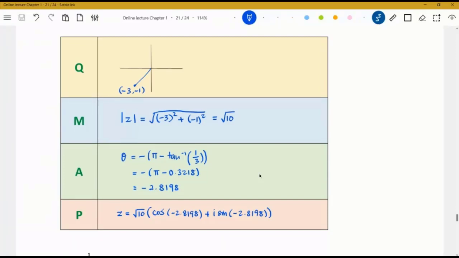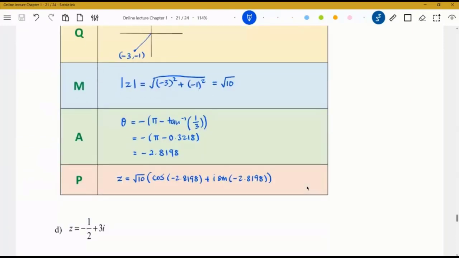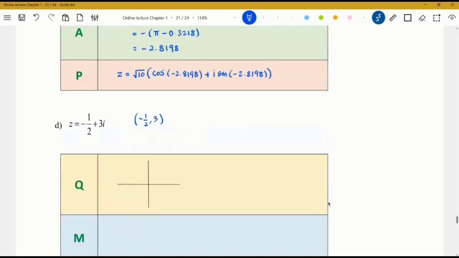For the next one, part D. In part D we have z equal to negative half plus 3i. Our coordinate has a negative value for the real part and a positive value for the imaginary part. Which quadrant is this? Quadrant 2. Good. So negative half, 3.